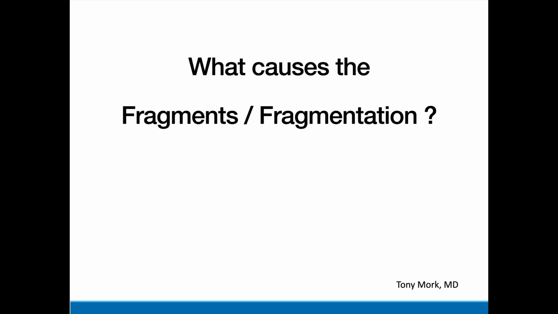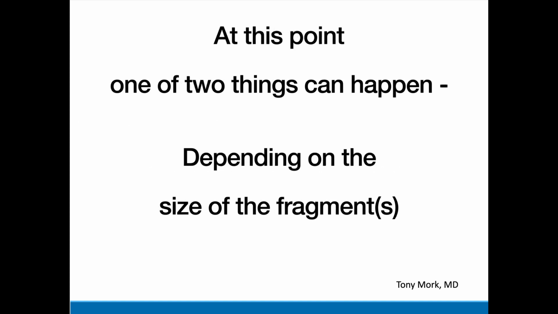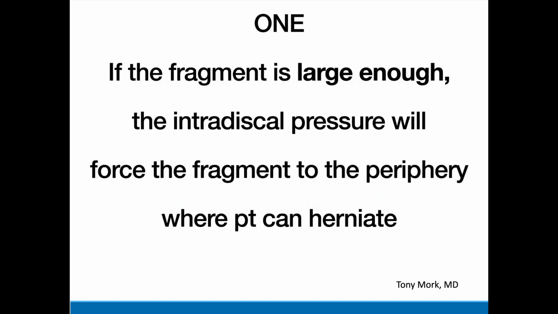What causes the fragments and fragmentation? I believe a part of the nucleus is separated from its nutritional supply after an injury, and that injury can be trivial. At this point, one of two things can happen, depending on the size of the fragment. One, if the fragment is large enough, the intradiscal pressure will force the fragment to the periphery, where it can herniate.